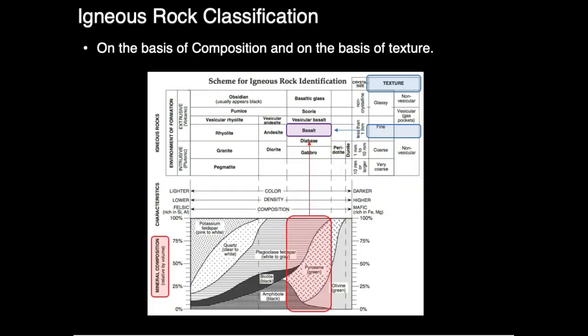Alright, so now we're going to jump in to understand the way that igneous rocks are classified. Igneous rocks are classified based on two things: the mineral composition and their texture. We'll go through each of these in more detail later, but for now I just want you to see what you will be doing in lab in order to classify an igneous rock.